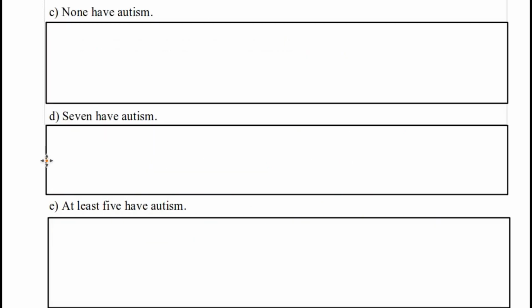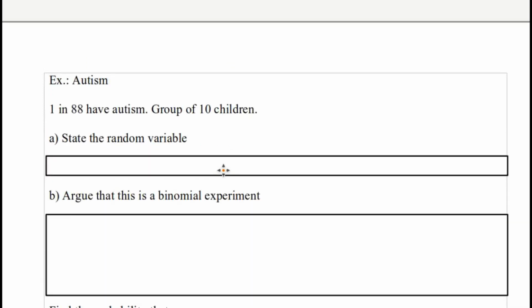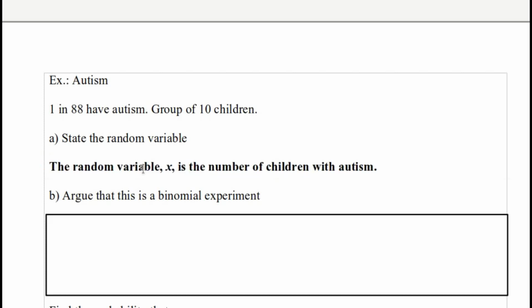Okay, let's look at the next page, and we are asked about children with autism. So it looks like n equals 10. We've got 10 children in our sample, and in general the population that we're talking about has an instance of 1 in 88. So of course the random variable is the number of children with autism.